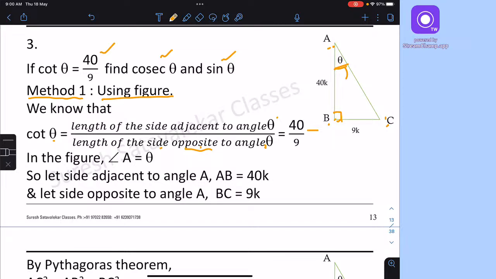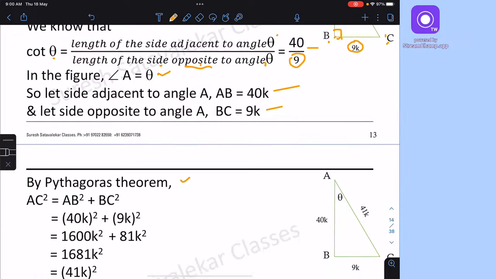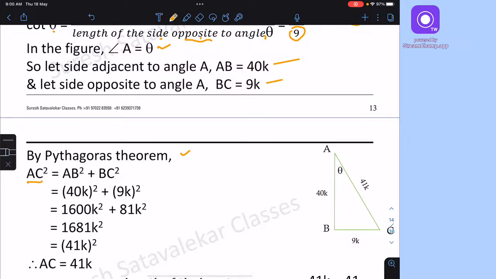So AB is a multiple of 40, let it be 40k, and BC is a multiple of 9, let it be 9k. Now using Pythagoras theorem, we have to find the remaining third side. So in the figure, measure angle A is theta and let the side adjacent to angle theta, that is AB, equal 40k, and let the side opposite to the angle A, that is BC, be equal to 9k. Now using Pythagoras theorem, the square of the hypotenuse is equal to the sum of the squares of the other two sides. So hypotenuse square means AC square.